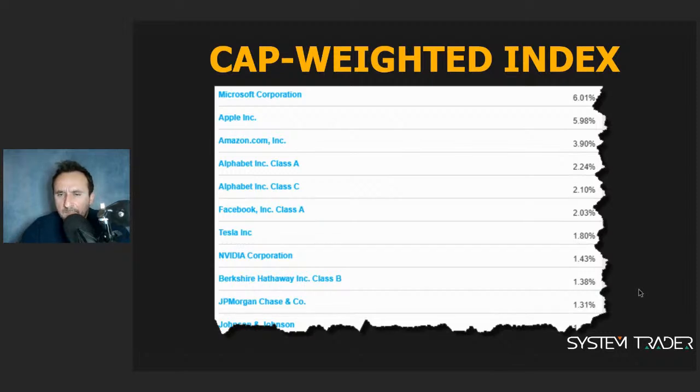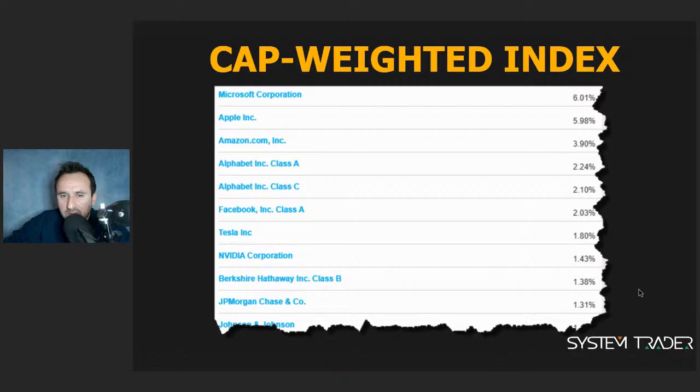And what the cap weighted index means, because I'm talking about the capitalization. Imagine that you have the S&P 500 again, the 500 biggest American companies. That doesn't mean that you have 500 companies and each company has equal weight in that index. In fact, it's not like that. The weight is dependent on the market value of the company.